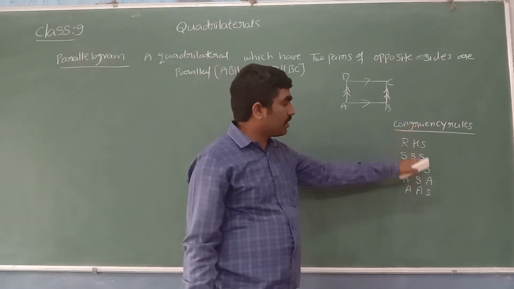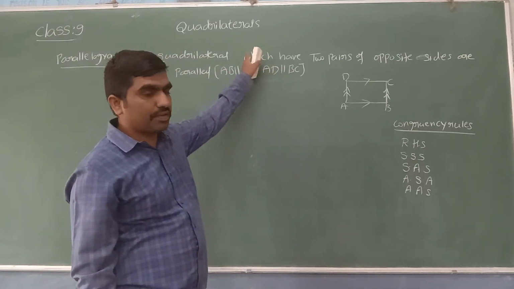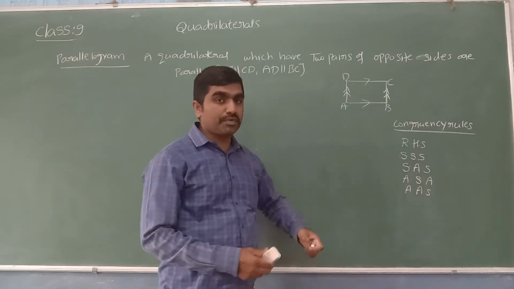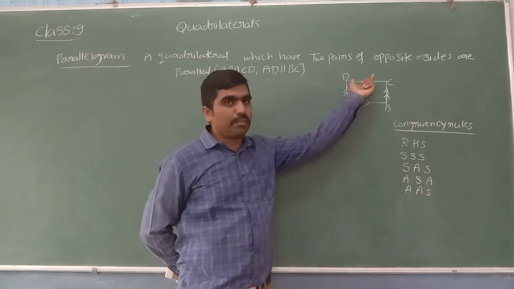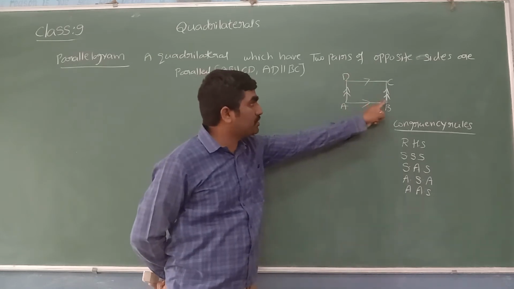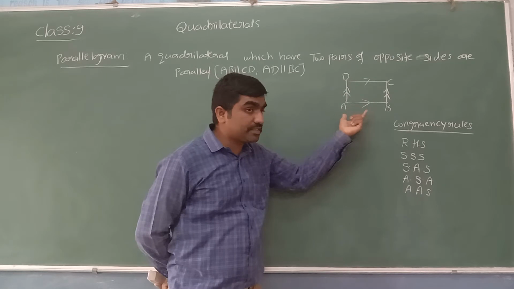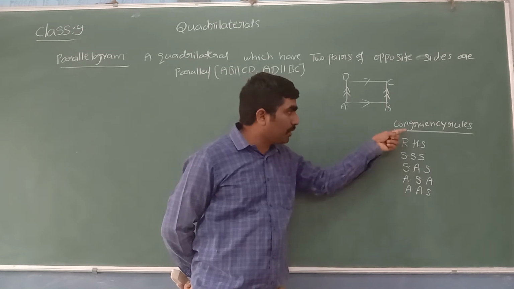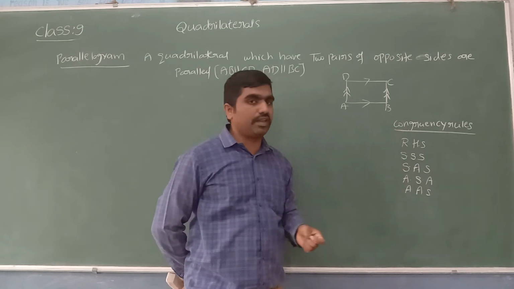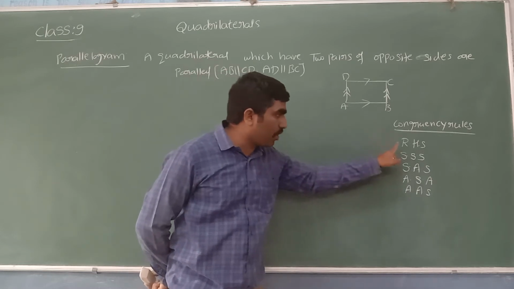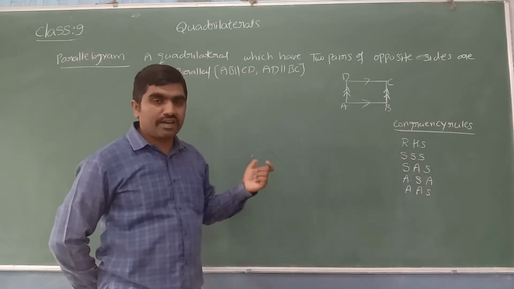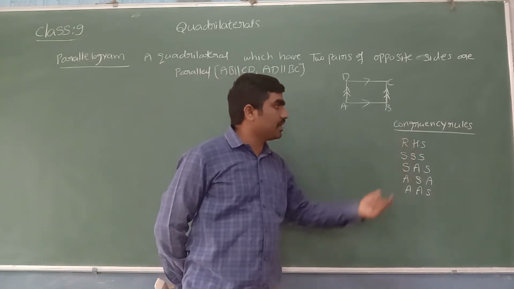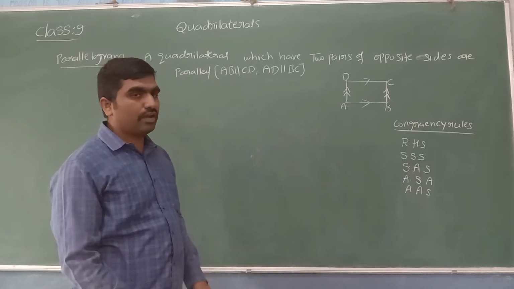Sir, why do we need to learn congruency criteria in this quadrilateral chapter? While proving the properties of a parallelogram, suppose you want to prove that opposite sides are equal, or that opposite angles are equal. In such a case you take two triangles and prove they are congruent by any one of these criteria. Why? Because once two triangles are congruent, by CPCT we can say that corresponding sides are equal and corresponding angles are also equal. So these criteria will help us to say that two triangles are congruent.